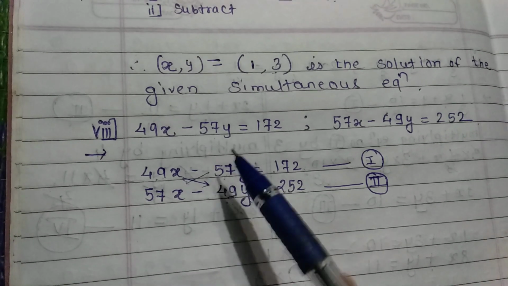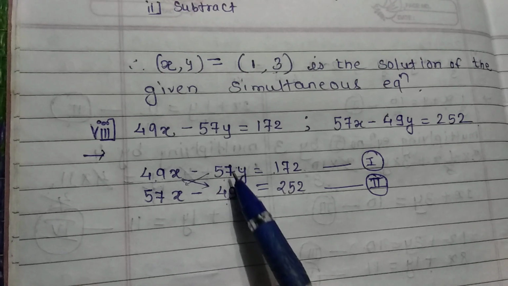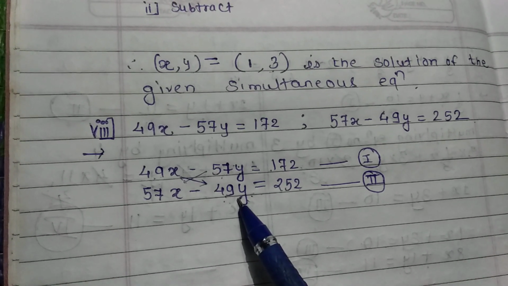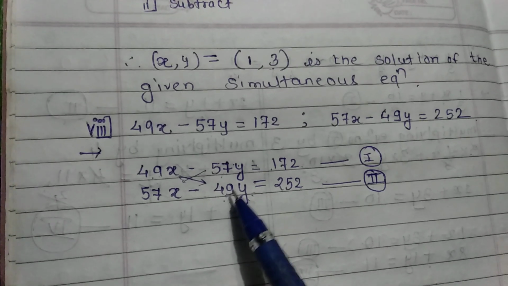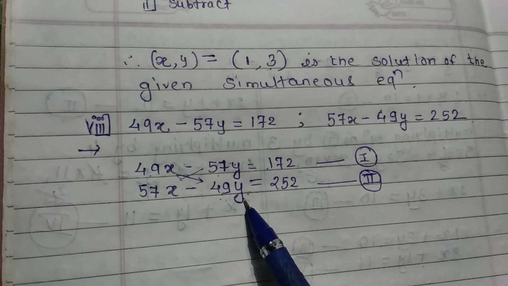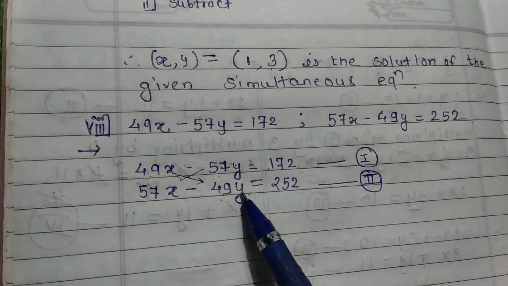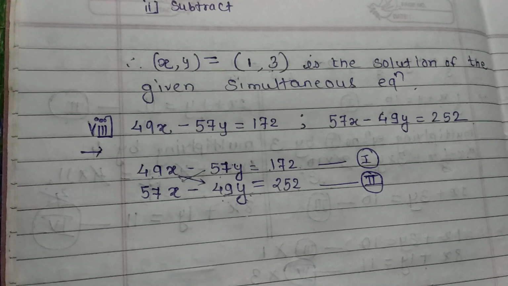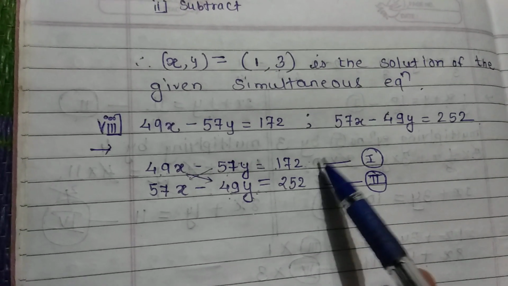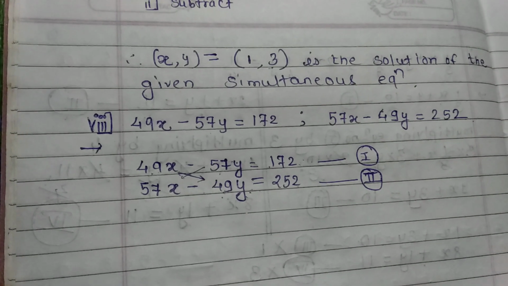Now if you use the previous method, all of you know that we need to make their coefficients equal. Suppose you decide to cancel the y variable. For that you need to multiply equation number 1 by 49 and equation number 2 by 57. So it is 49 into 57. For this multiplication you need more time, and for 172 into 49 also you require more time. So to save that time you have to follow this other method.